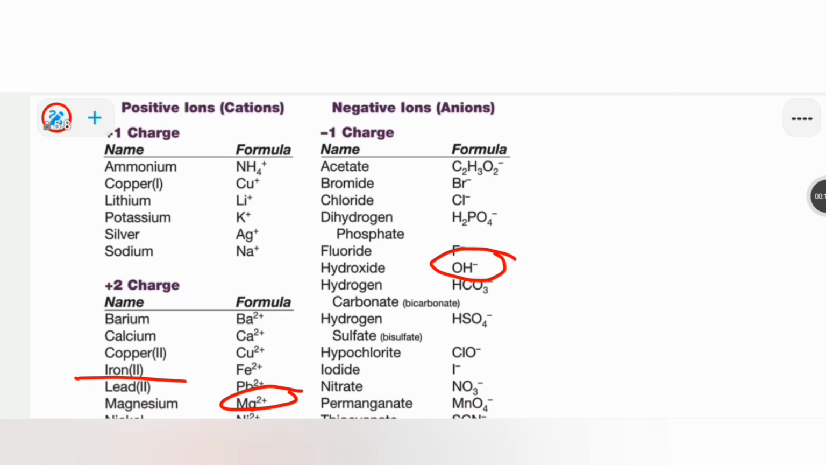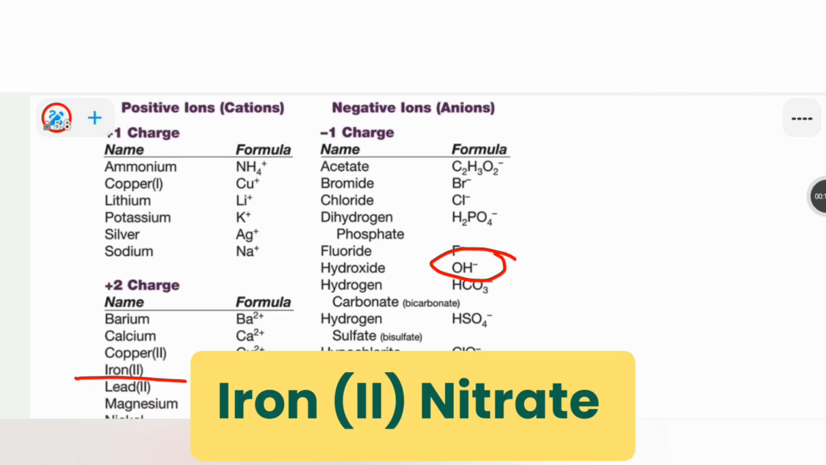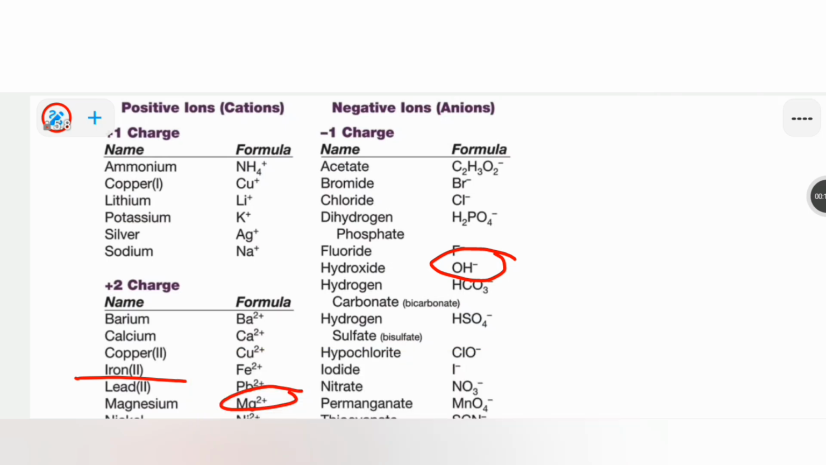So try this and write the formula in the comment section. What is the formula of iron 2 nitrate? Iron 2 nitrate. Try it and write the formula in the comment section.